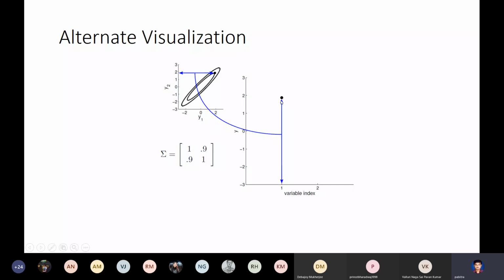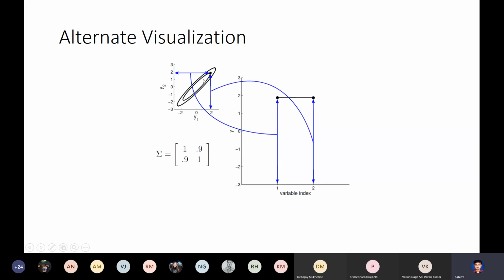And along the y-axis, for this particular sample, I plot the value of that variable. This is y1. So for this sample, this is the value of the y1 component that I plot. Similarly, the y2 component. If there are more components, y3, y4, I will plot them like this as points.